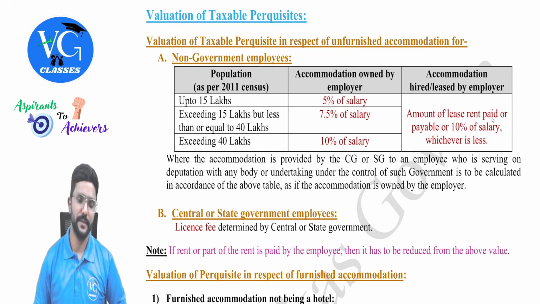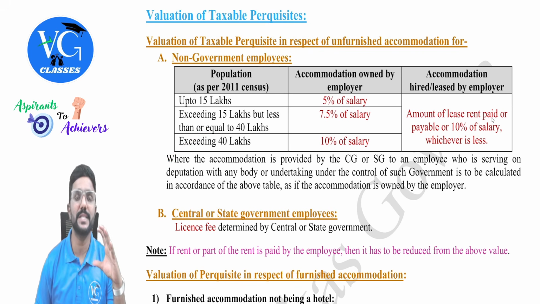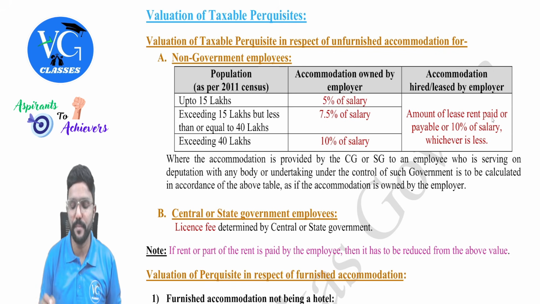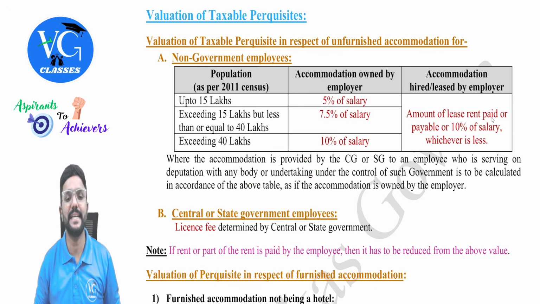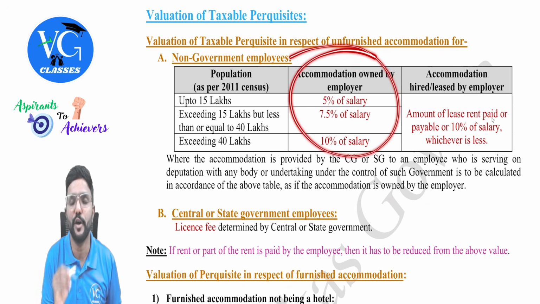Got it? Then where the accommodation is provided by the central government or state government to an employee who is serving on deputation with any body or undertaking under the control of such government, it is to be calculated in accordance with the above table as if the accommodation is owned by the employer.